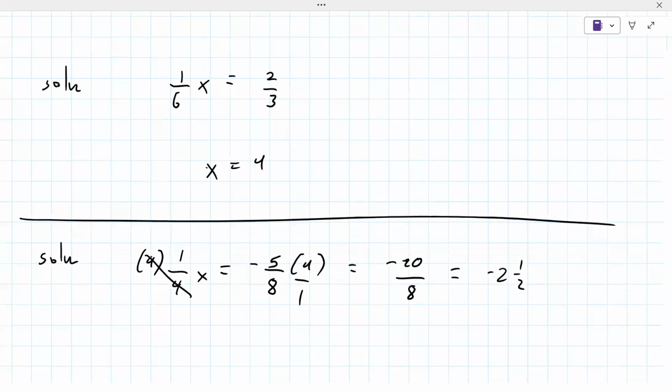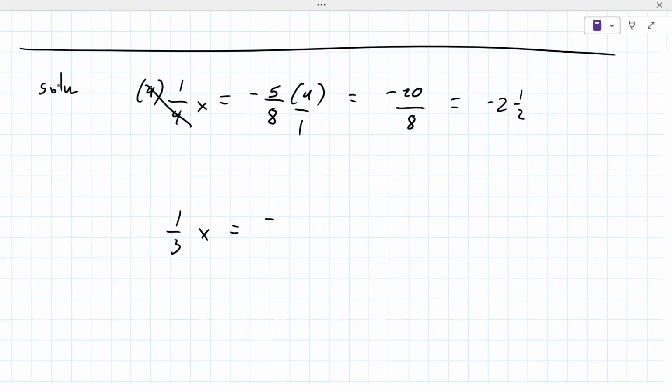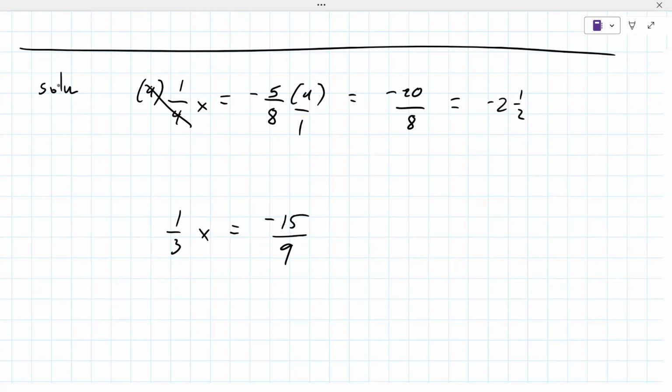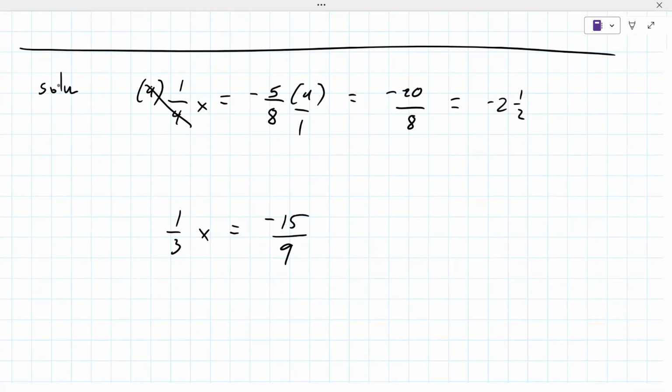Okay, that's better. Let's go: 1/3 x equals negative 15 over 9. X equals negative 5. All right, let's try one more here.